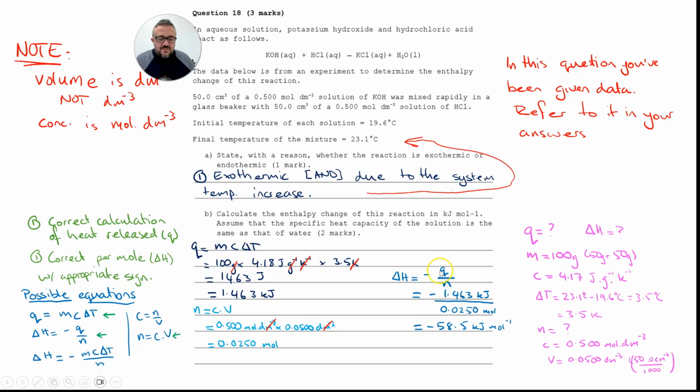So delta H equals negative Q divided by moles. So we have our specific heat, our heat released up here, negative heat released divided by how many moles, which gives us an enthalpy change of negative 58.5 kilojoules per mole.